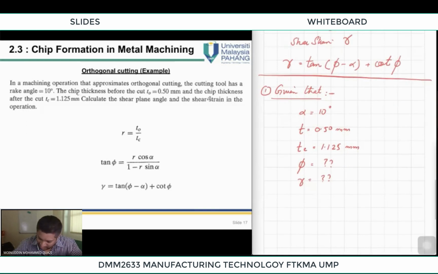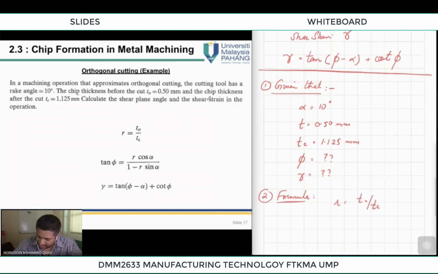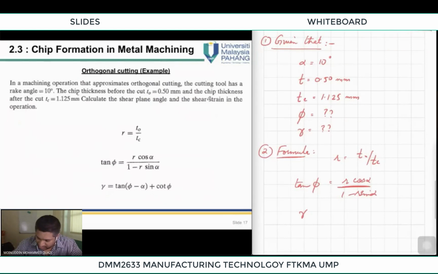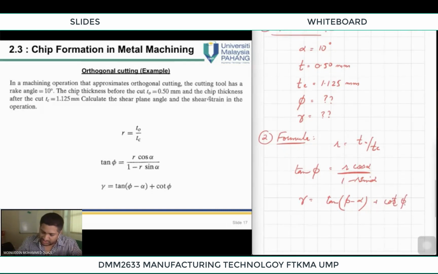So the formulas are: r is equal to t naught over tc, and tangent phi is equal to r cos alpha divided by 1 minus r sin alpha, and gamma is equal to tangent of (phi minus alpha) plus cot phi. So let's calculate the thickness ratio.